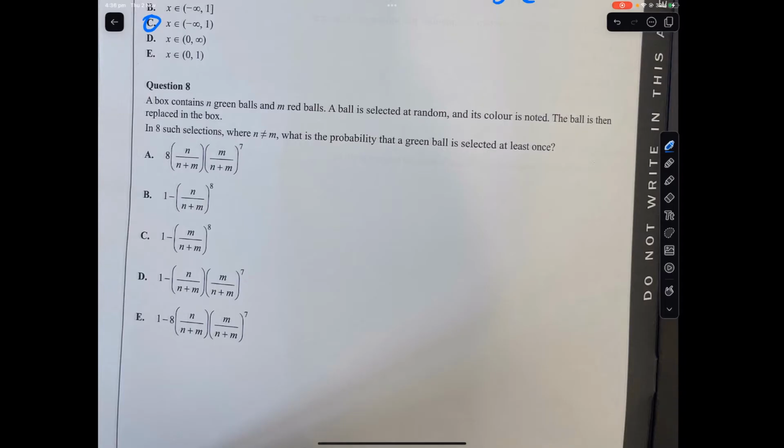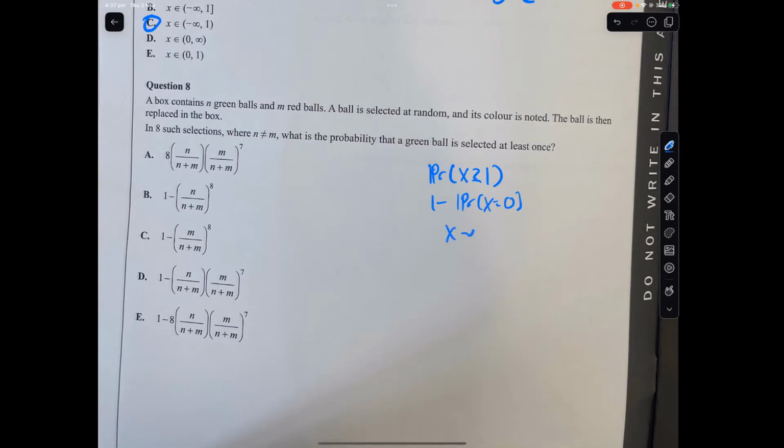A box contains n green balls and m red balls. A ball is selected at random and the color is noted. The ball is then replaced. Okay, replace means binomial. In 8 such selections where n is not equal to m, what is the probability that a green ball is selected at least once? So at least once. And we can write that as 1 minus the probability of x equals 0.